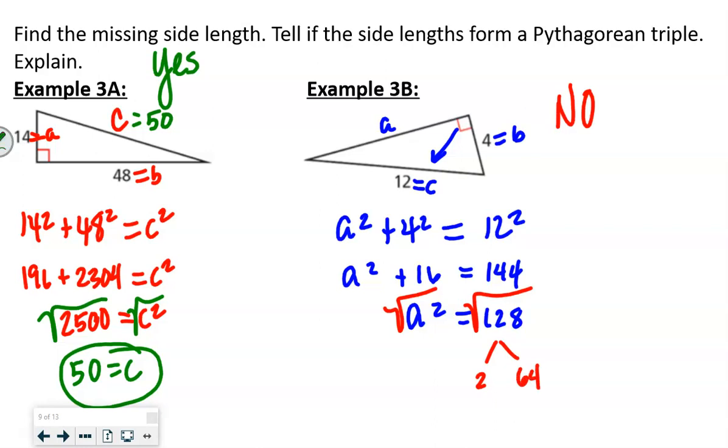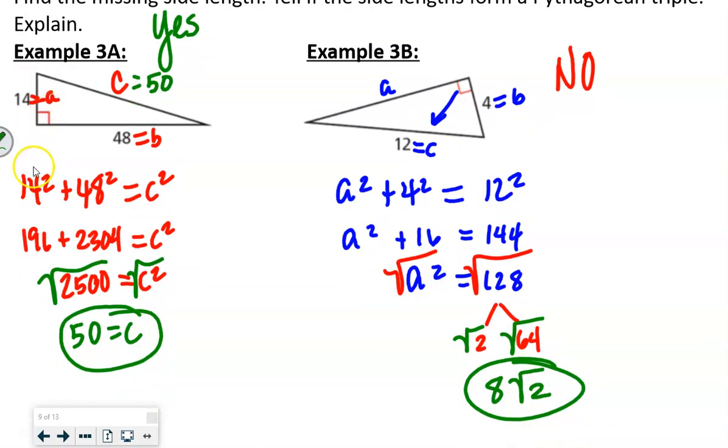Look at that. I realize already that's the square root of 2, and that's the square root of 64. We know what the square root of 64 is, so we're going to put 8 radical 2. Always put your whole number in the front and the radical second. So that is our simplified answer. And here's the key, guys: if there's a radical or a decimal in the answer, then it cannot be a Pythagorean triple.